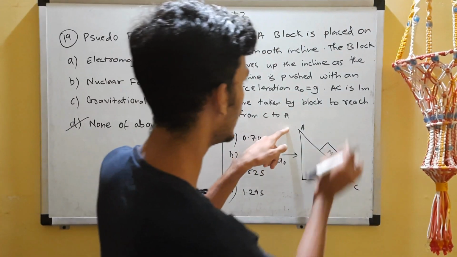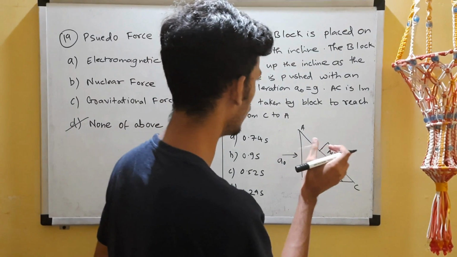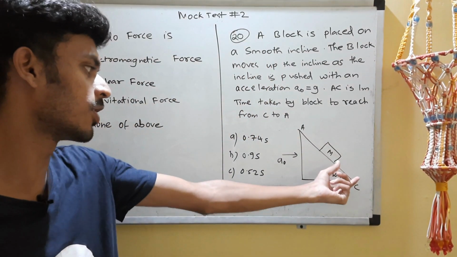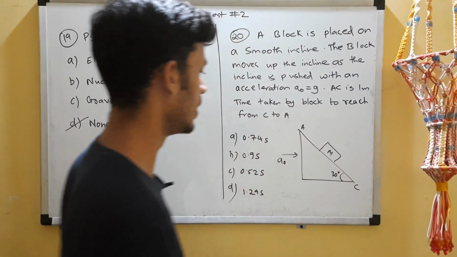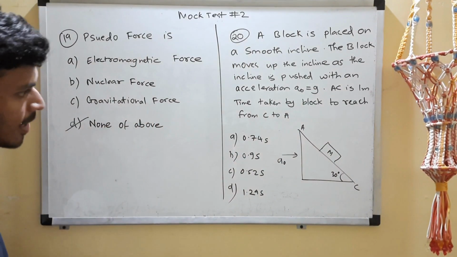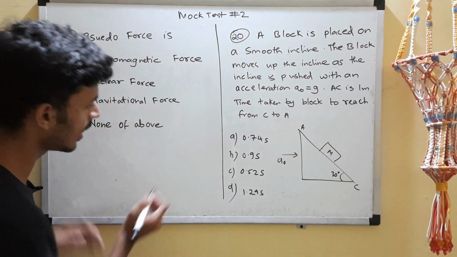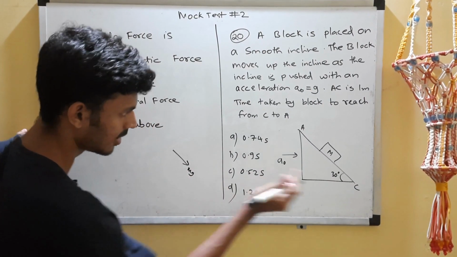Now this AC length is 1 meter. You are supposed to tell the time taken by this block to reach from C to A. Initially the block is over here, it will reach A. This distance is 1 meter. So what is the time taken? First of all, let us draw the free body diagram of that. Along the incline, we'll have mg sine theta, sine 30.